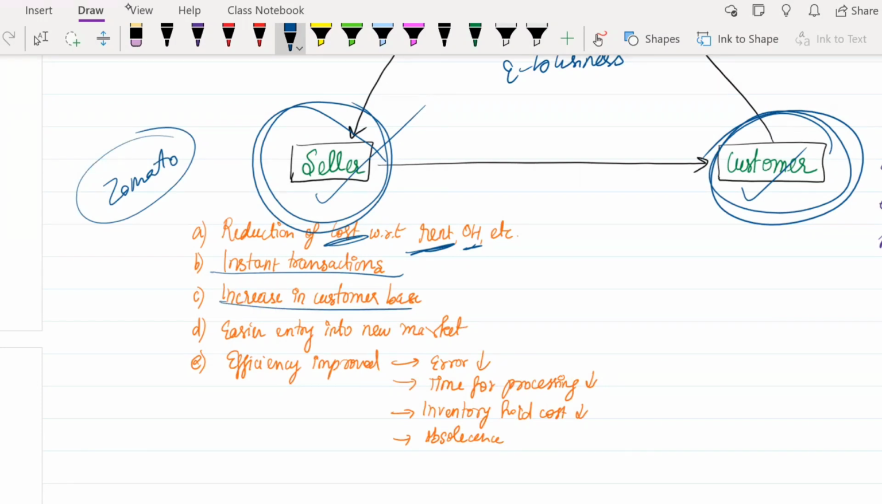Next is increase in customer base, definitely, because a lot of customers are now able to visit and see your products, whereas in traditional commerce, you did not have that space for it. Correct. Next is easier entry into new market. Suppose even today, I want to open a food business, and I want to cook and sell, then easily I can go on Zomato and place my products, whatever I want to sell, and sell it there.